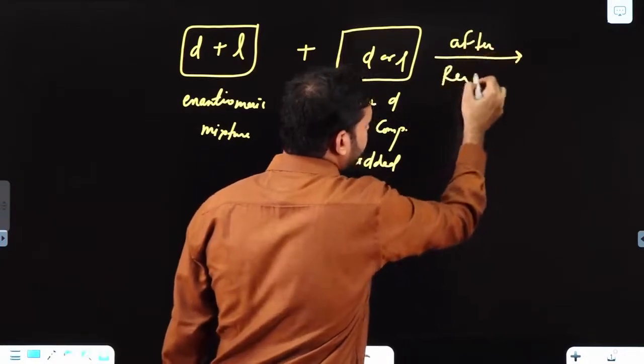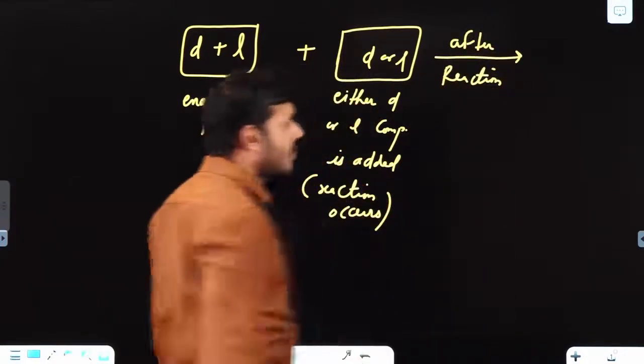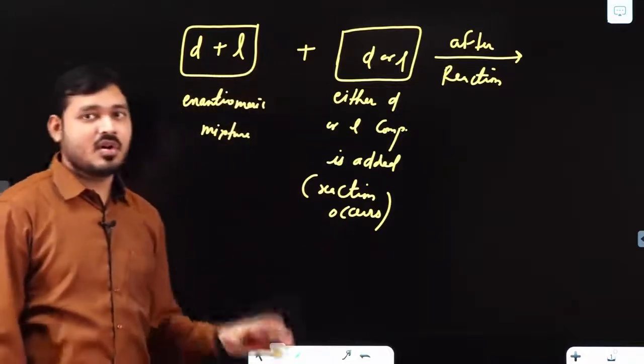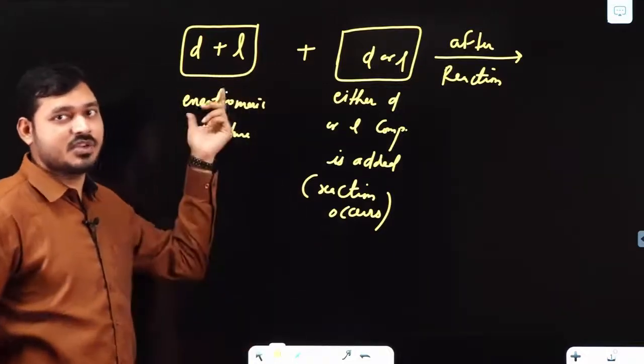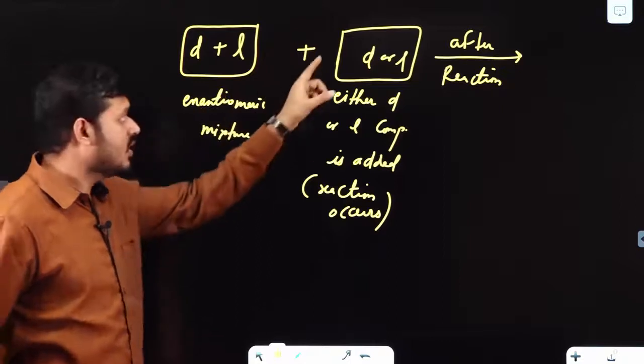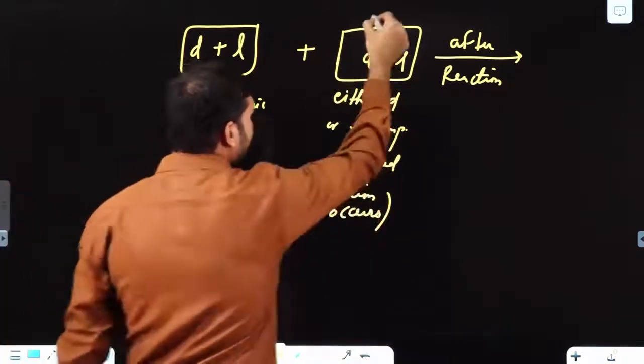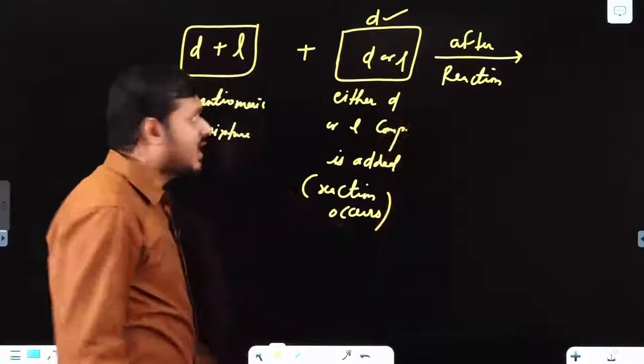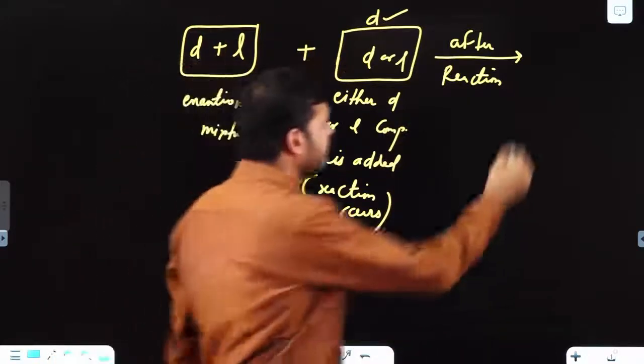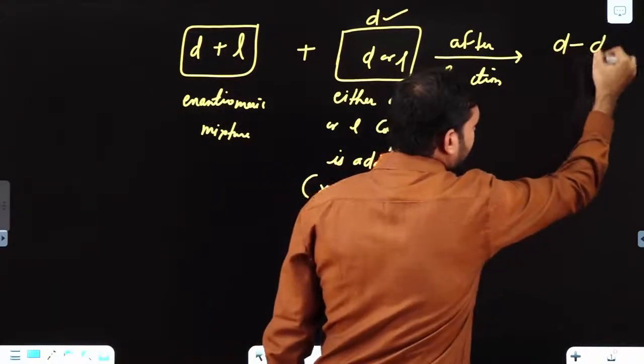After the reaction, what will happen? As we know, almost all the chemical properties of enantiomeric pairs are also the same. So suppose I am taking D here. Then this D form will react with D form, so we will get the product DD form.